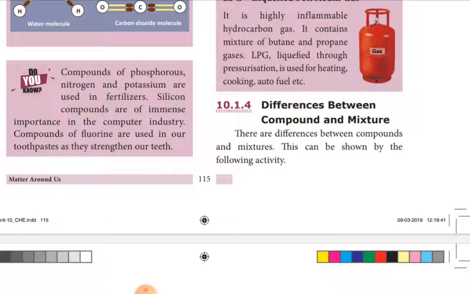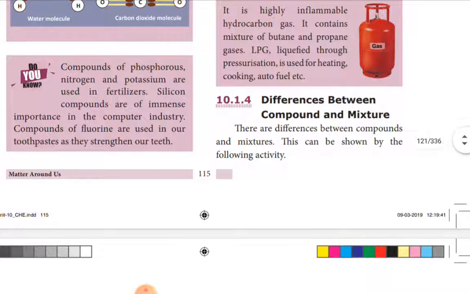You would have seen that in the packet of complex, it is given NPK. NPK complex comes with different ratios, 17:17:17, and there are other ratios also given. NPK complex means the mixture of nitrogen, phosphorus, potassium, which is used in the fertilizer.